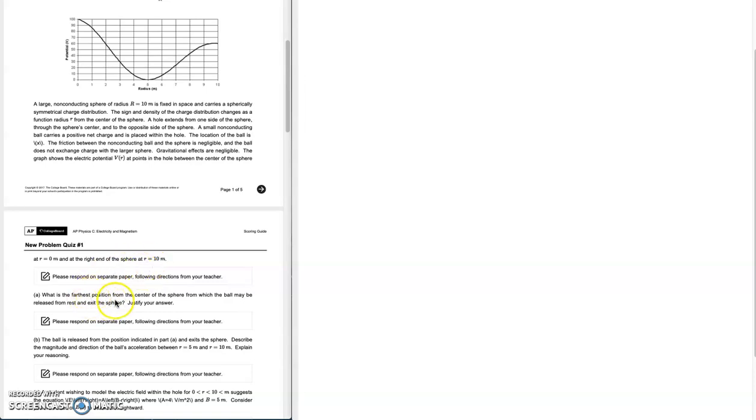Part A. What's the farthest position from the center that you can put your ball and let it roll away and exit the sphere? If it's going to exit the sphere, that means it has to get past 10 meters. If it's going to get past 10 meters, then it has to start no farther away than x equal to 2 meters. Remember, the potential graphs are an indication of, you could do mountain and valley, as we discussed in class.